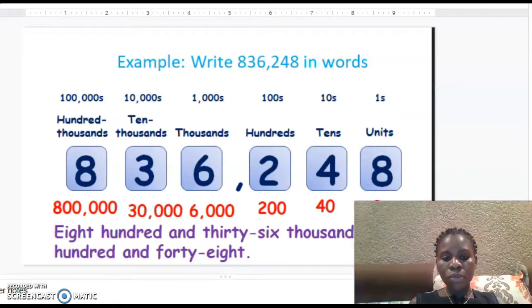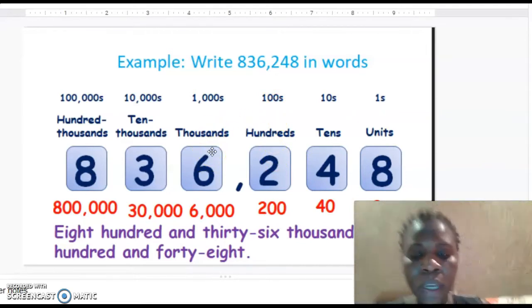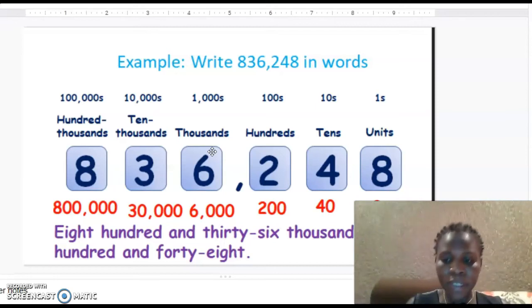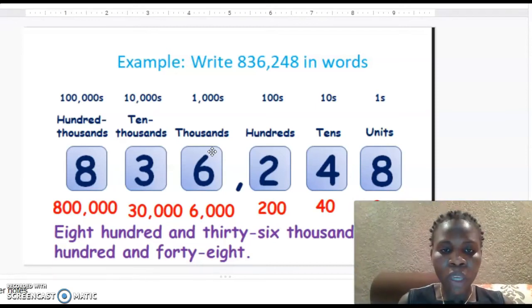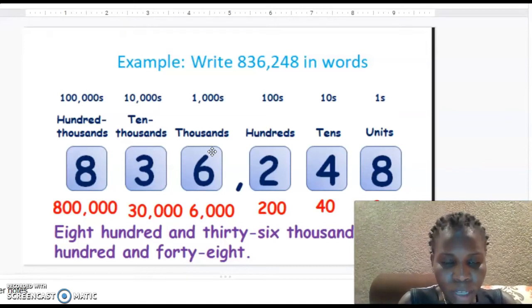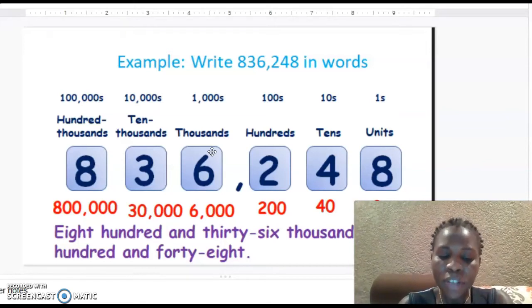My next example is write 836,248 in words. This is a 6-digit number, and the first thing we need to do is place this number in the place value chart. 8 is on the units, 4 is on the tens, 2 is on the hundreds, 6 is on the thousands, 3 is on the 10,000 place value, 8 is on the 100,000.